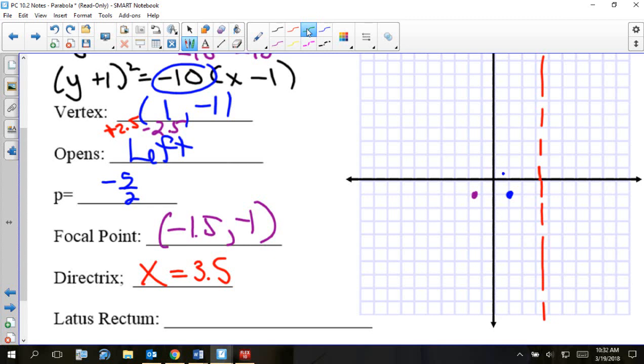So if your directrix goes left or right, you write x equals. Makes sense.